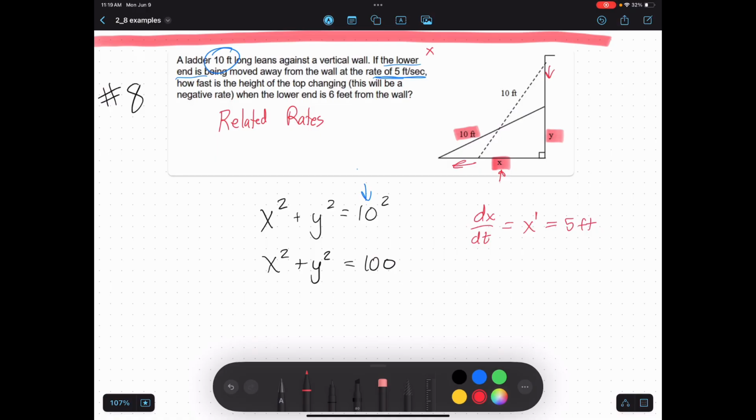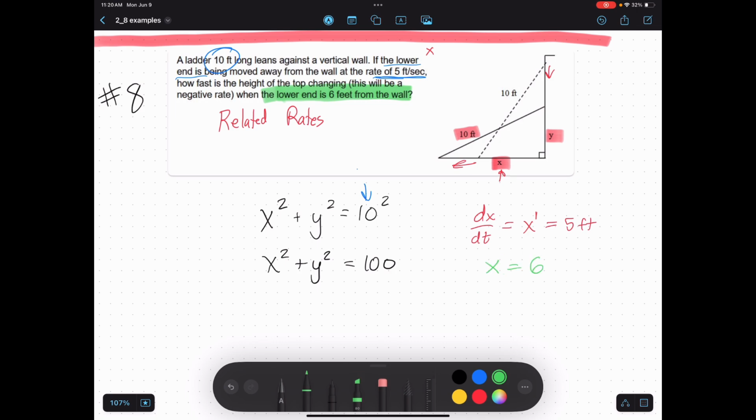It also tells me this, when the lower end is 6 feet away from the wall. What is that telling me? Is that a rate? No, that's an actual distance. So that's telling me that we're looking at the point when x is equal to 6.